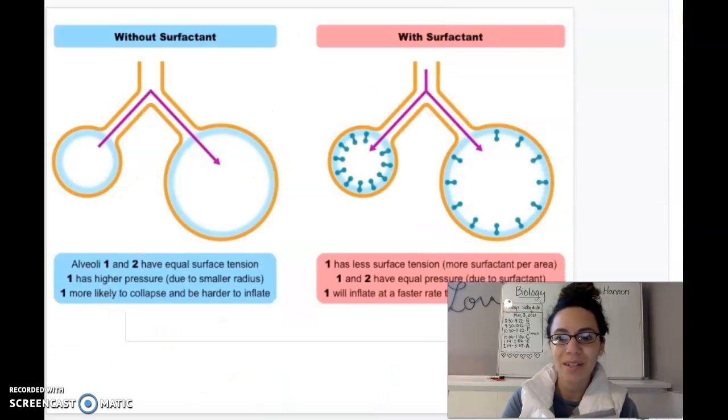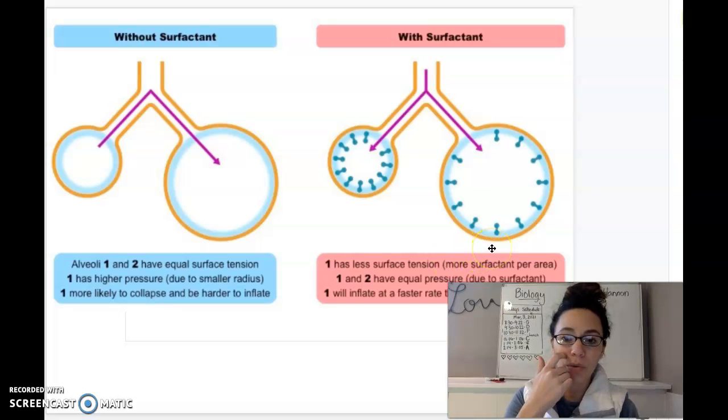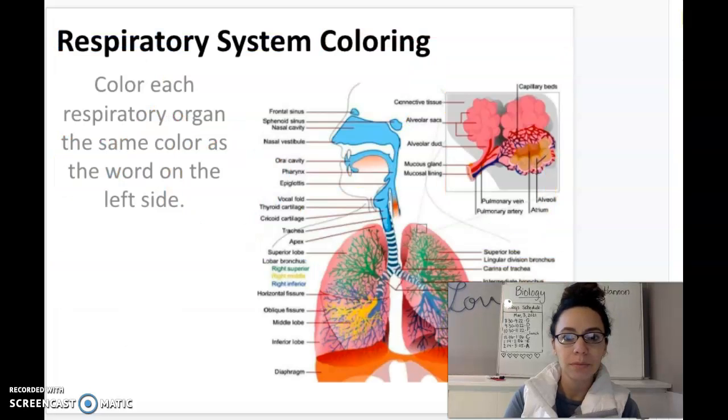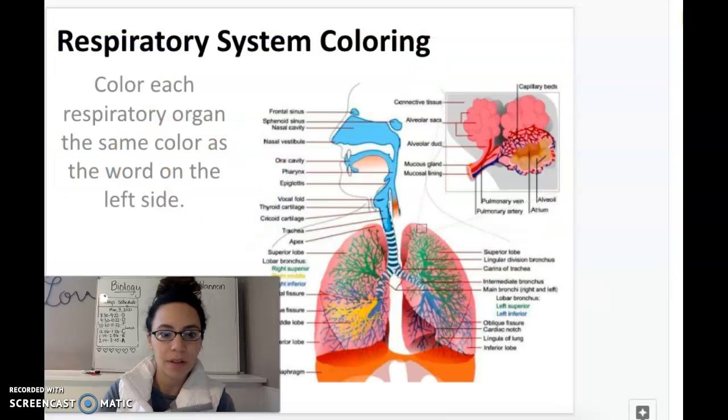Okay, so here's just another quick little diagram of alveoli with surfactant. So there's equal surface tension. Without surfactant, there's less surface tension. So the walls of the alveoli can actually collapse inward. All right, sorry, ignore this slide.